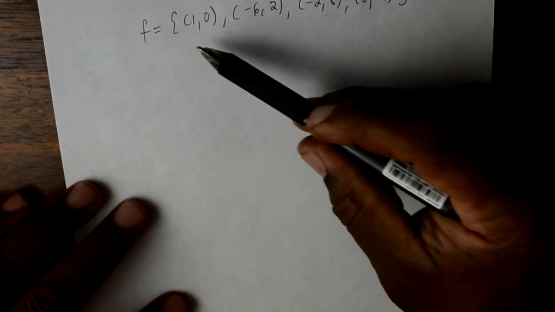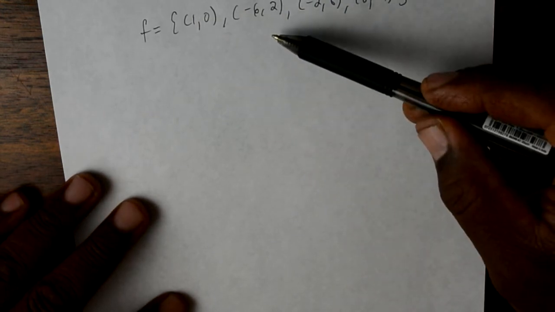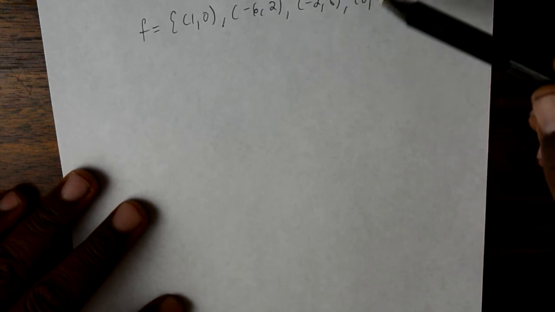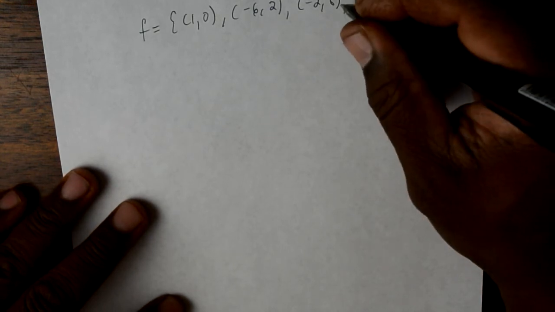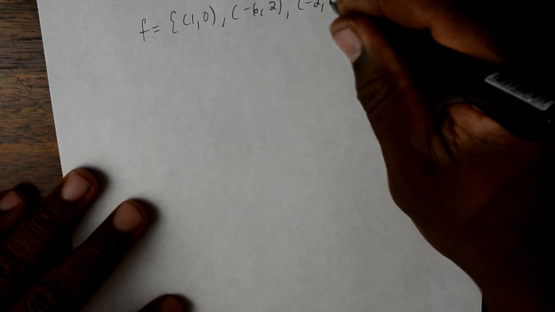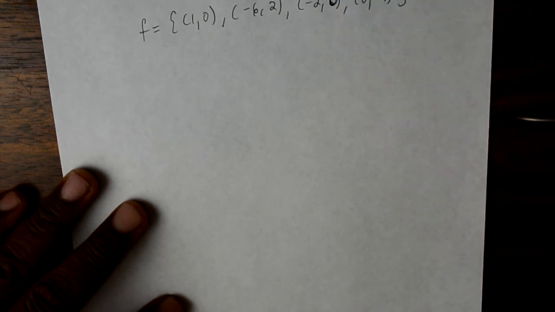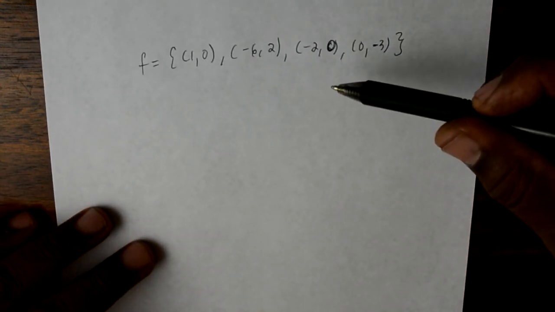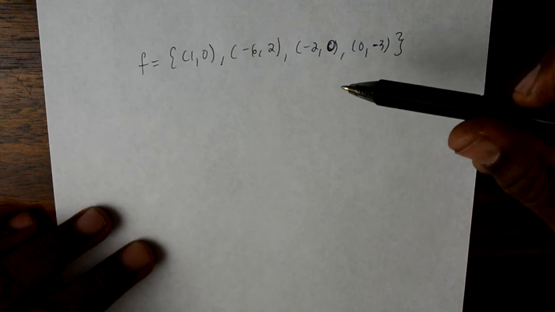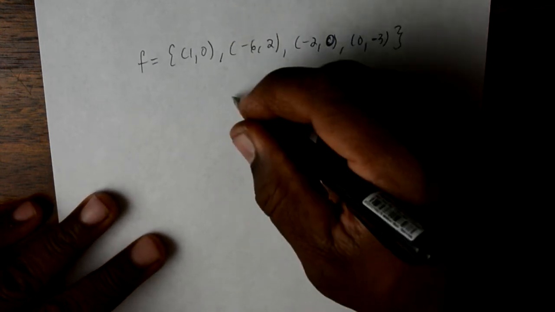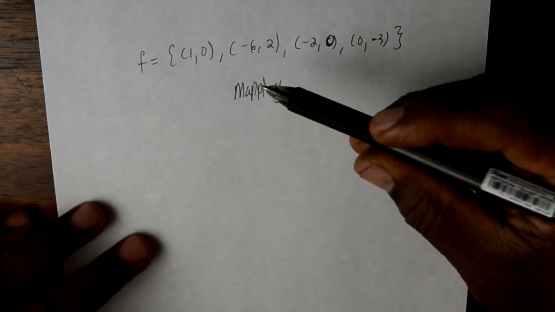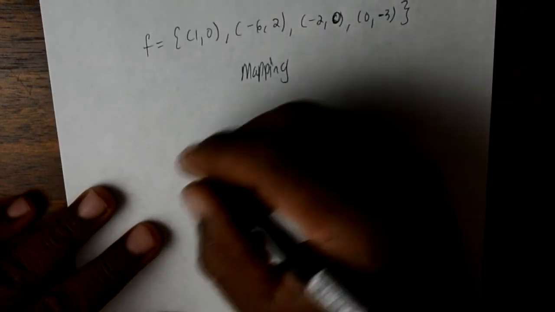So we're given this relation: (1, 0), (-6, 2), (-2, 0), and (0, -3). In order to determine if this relation is a function, we'll use what's called a mapping, where we'll map the domain onto the range.